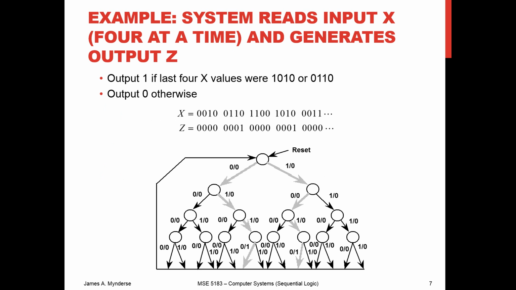We're going to read 4 at a time, and we're going to check those 4 and see if they match a predefined pattern, and if they do, we'll generate an output Z. So this is kind of like your digital lock. We're going to be reading 4 inputs. These are kind of like the 4 dip switches. Do they match or do they not?